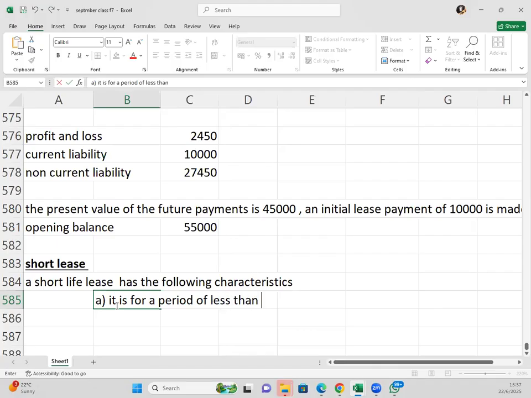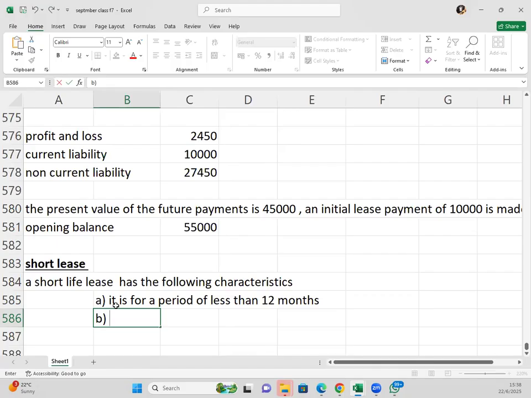It's for a period of less than 12 months. Besides that, it is normally of a low value, 5,000 or less. So for the low value, the amount that is given, we can work with 5,000 or less.